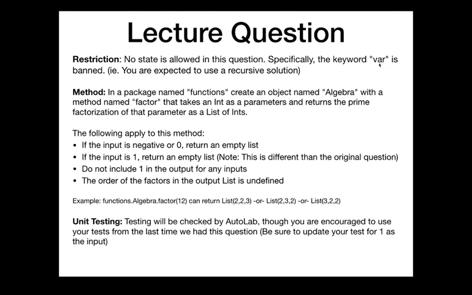And of course, banning var, banning state, no mutability, with, of course, obviously the intention being a recursive solution to this. It's a recursive lecture. So how do we write a recursive solution to solve the same thing that you most likely had an iterative solution for earlier in the semester?